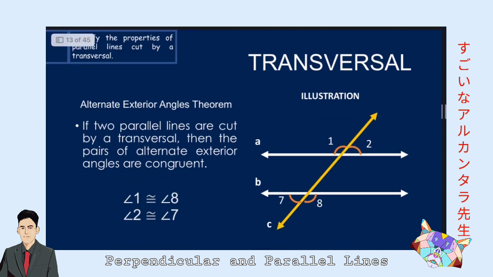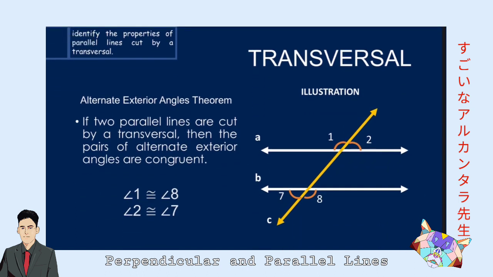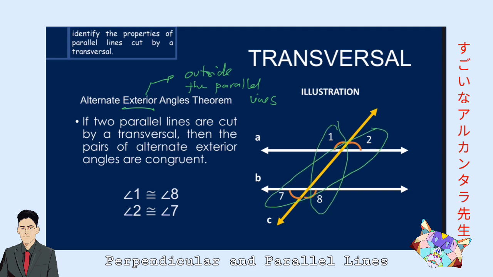So the next one is the same concept, but the difference now comes in with the word exterior. So the exterior implies outside the parallel lines. And again, by alternate, not adjacent, not on the same side. So 1 and 8, 2 and 7.